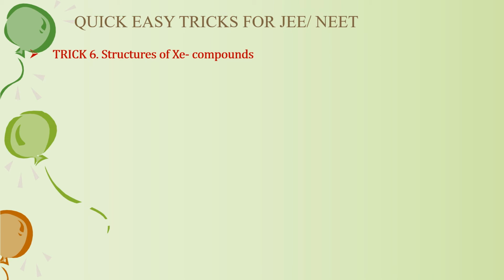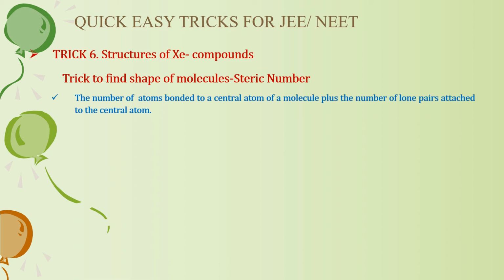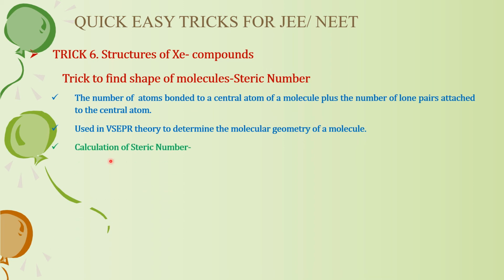Now, this lecture is about tricks. The trick I'm going to give you to draw all these structures very easily is to find the shape of the molecules with the help of the steric number. What is steric number? It is the number of atoms bonded to the central atom plus the number of lone pairs on the central atom. This helps us in VSEPR theory to determine the molecular geometry of the molecule.